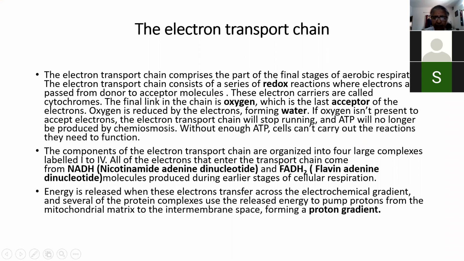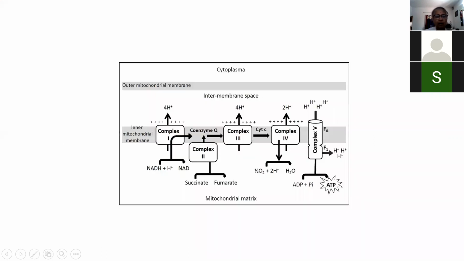I'll go to the next slide, which is the yellow. Okay, so now you can see this is our electron transport chain. I hope all of you can see this. Now you see this is our cytoplasm, and then we have the mitochondria, which has the outer mitochondrial membrane, and here we have the inner mitochondrial membrane. Of course, this is the matrix.